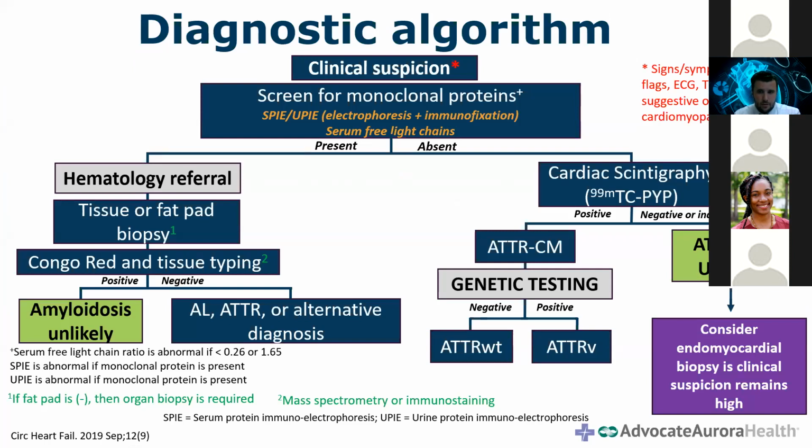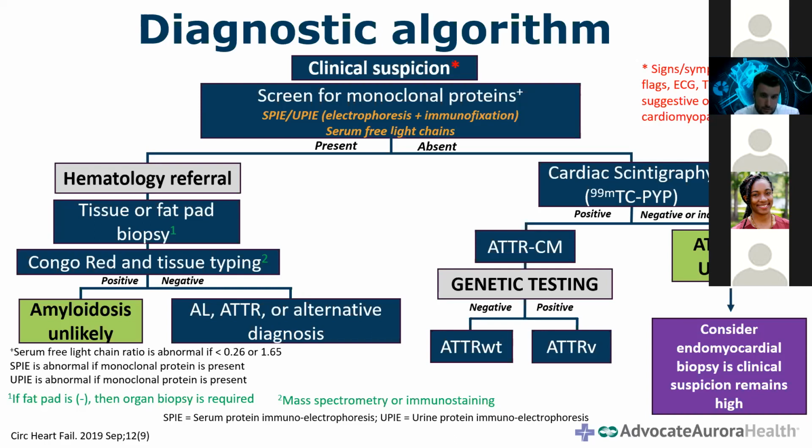So screening for monoclonal proteins includes both a serum and urine electrophoresis plus immunofixation, and a serum-free light chain assay. If any of these are abnormal, the clinician should proceed to the left side of the algorithm with a hematology referral, tissue biopsy, followed by Congo red staining to identify amyloid deposits, and then tissue typing to identify the subtype of amyloid. Now, a negative monoclonal protein screen has a sensitivity of more than 99% and can rule out AL.